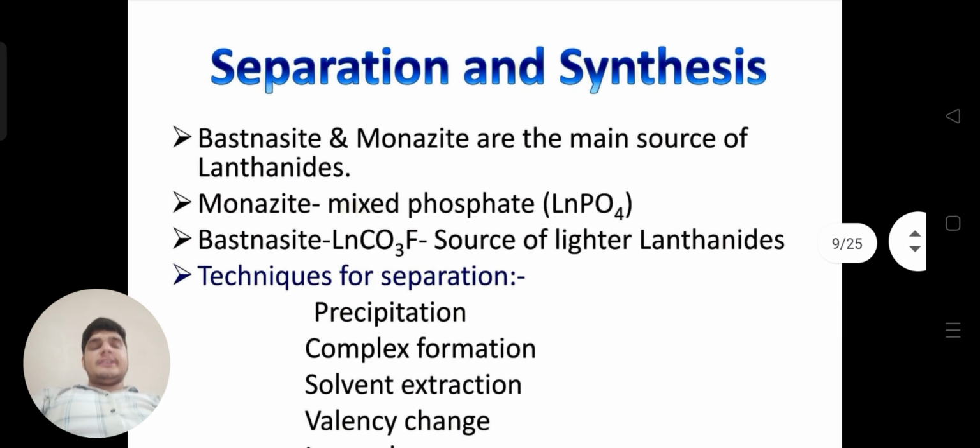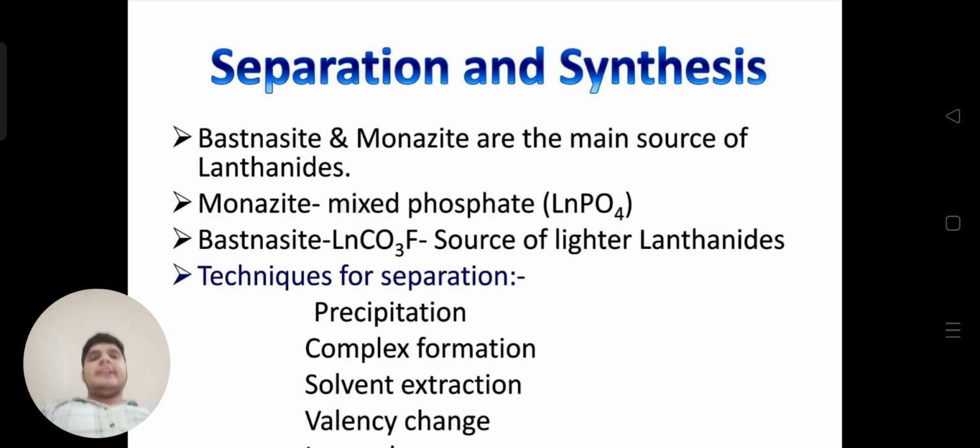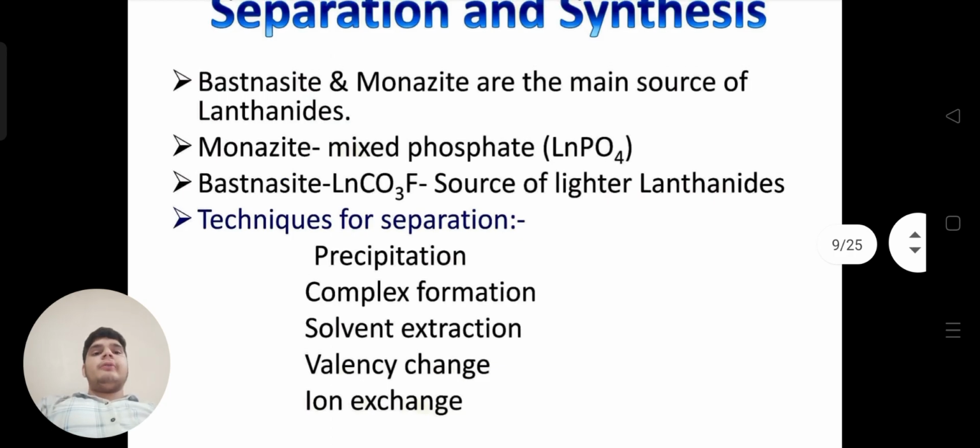Separation and synthesis. Now see the synthesis and the separation of the lanthanides and actinides. Firstly, bastnasite and monazite are the main sources of the lanthanides. Monazite is a mixed phosphate with the empirical formula LnPO4, and bastnasite, LnCO3F, is the source of the lighter lanthanides. Techniques for separation: we can use precipitation, complex formation, solvent extraction, valency change and ion exchange.